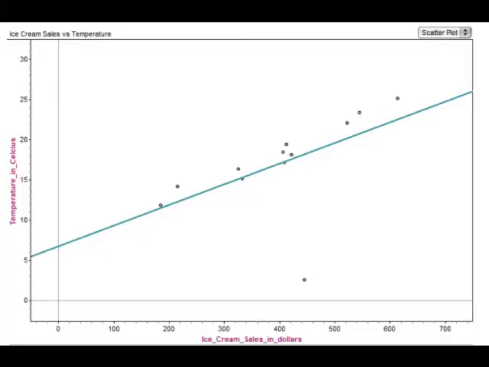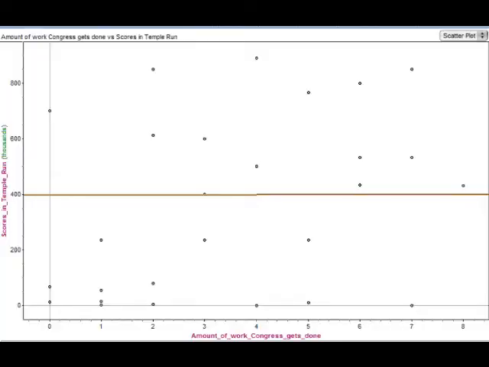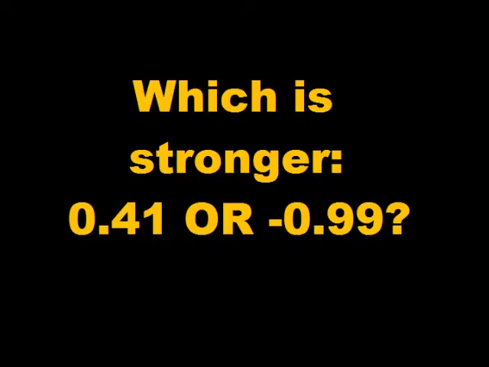Now for a quiz. What would you say this type of correlation is? If you said positive, you're correct. Now what about this type of correlation? The answer is zero correlation. Now, which of these has a stronger correlation? 0.41 or negative 0.99? The answer is negative 0.99 because it is a stronger negative correlation.